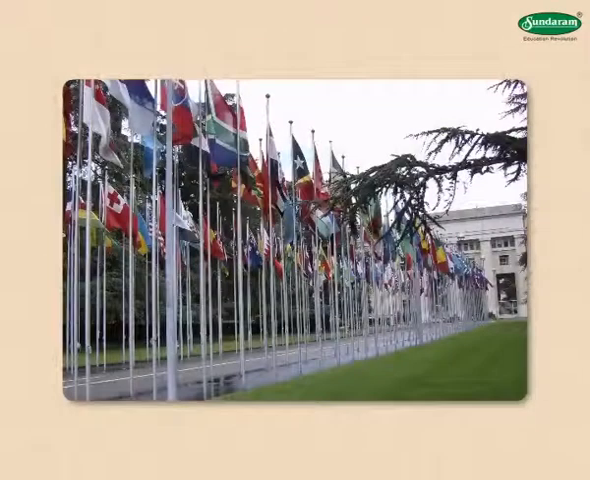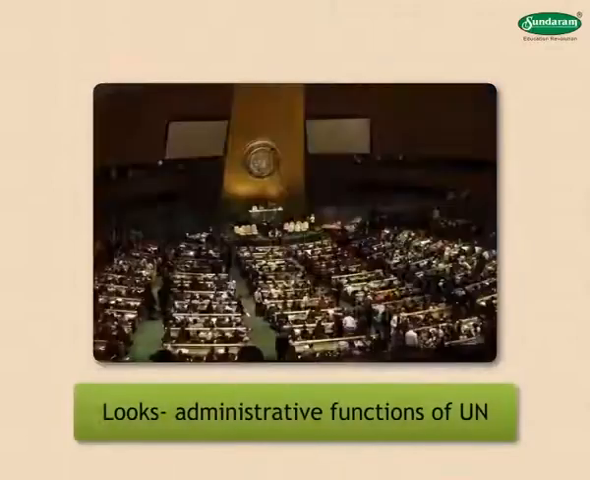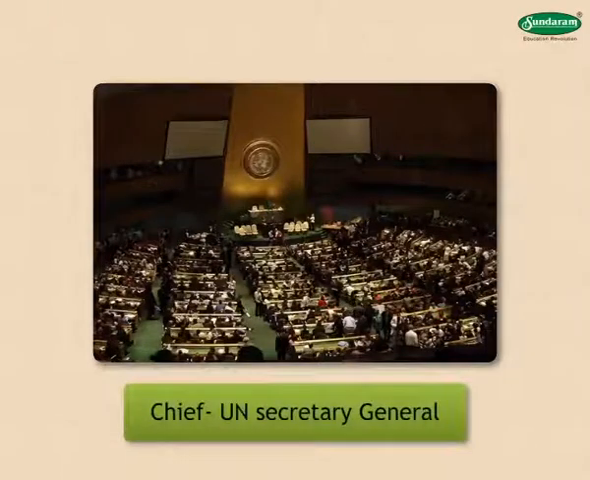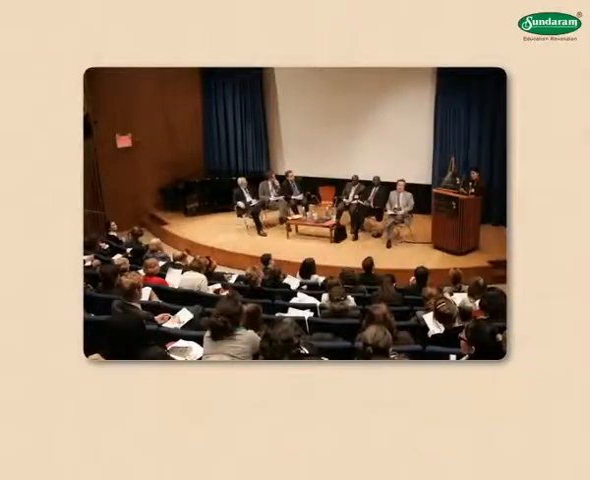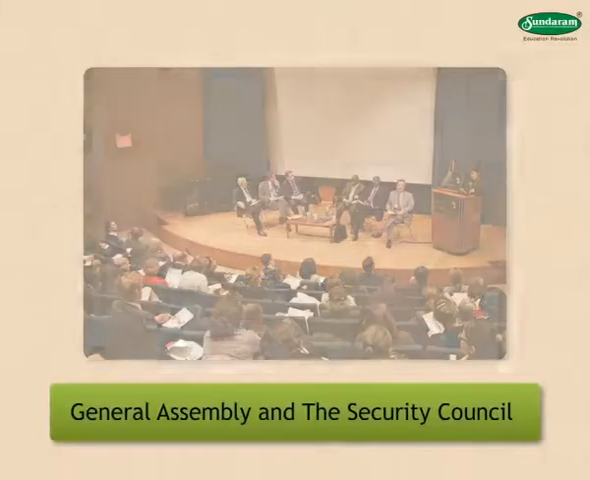Now let's learn about the last and sixth main organ of the United Nations, Secretariat. Structure. It looks after the administrative functions of the United Nations. The chief of the Secretariat is called the UN Secretary-General. He is elected for the period of 5 years by the General Assembly and the Security Council.